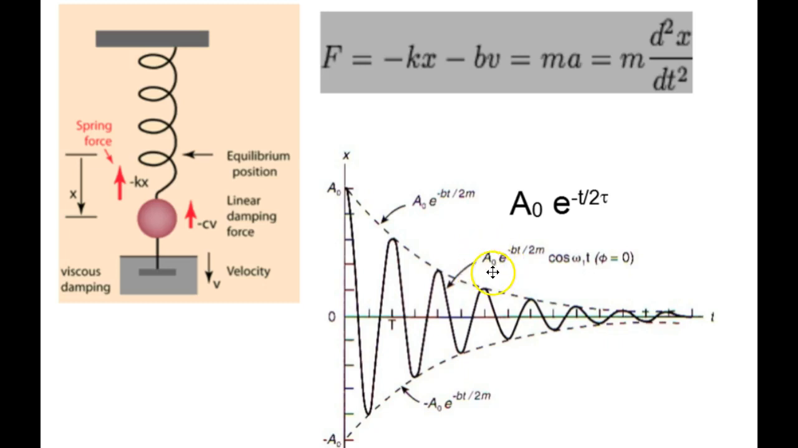In our textbook, they call it x sub max, but that means the same thing. So it's the amplitude times, and here's the damping part of it, e to the negative bt over 2m, where m is the mass that we're moving. B is that damping constant that here on this figure is shown with a C. T is time, so the more time that goes by, the more effect this damping has. That kind of makes sense.